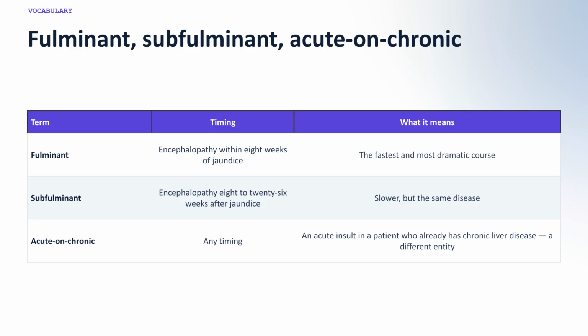3 terms you will hear used interchangeably and should not. Fulminant means encephalopathy within 8 weeks of the onset of jaundice. Subfulminant means encephalopathy between 8 and 26 weeks. Same disease, slower course. Acute-on-chronic liver failure is different altogether. That is an acute insult landing on a liver that is already chronically diseased. Different population, different prognosis, and in most systems, a different transplant pathway.